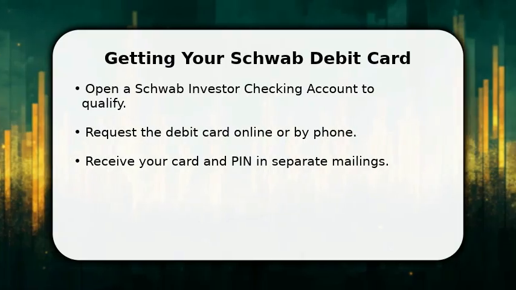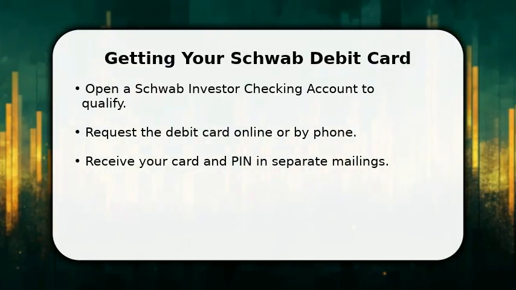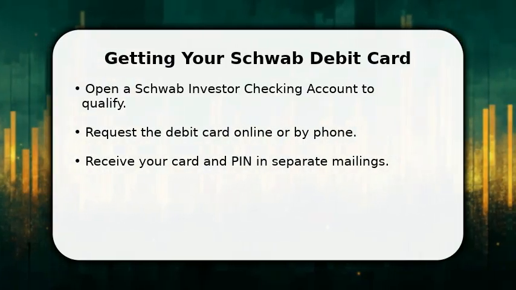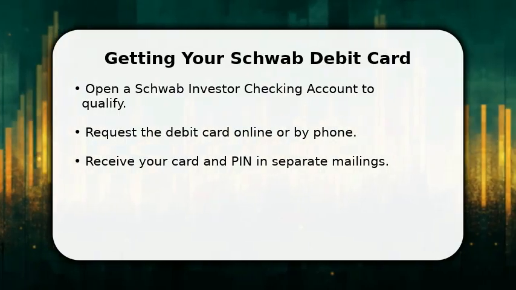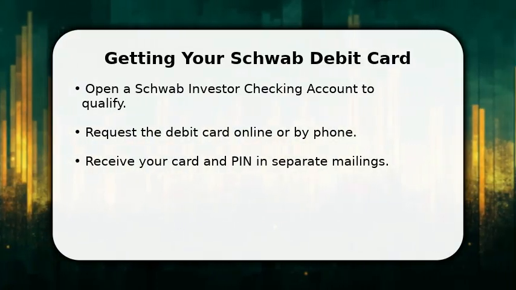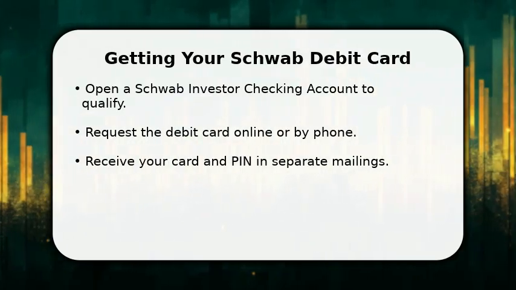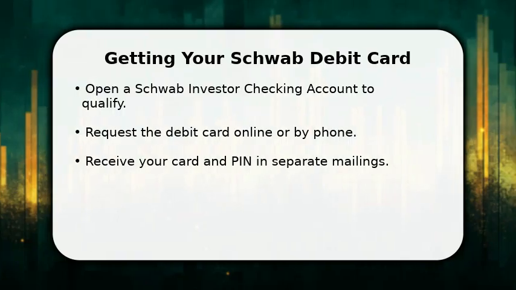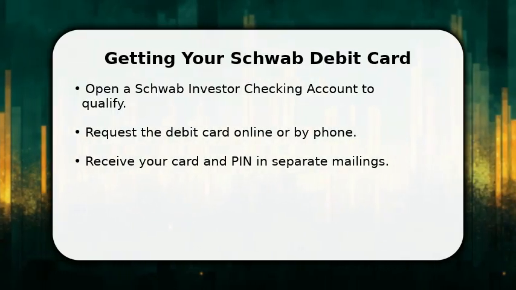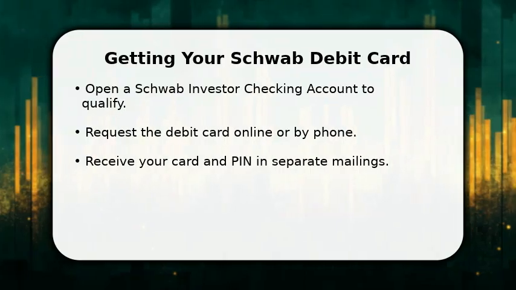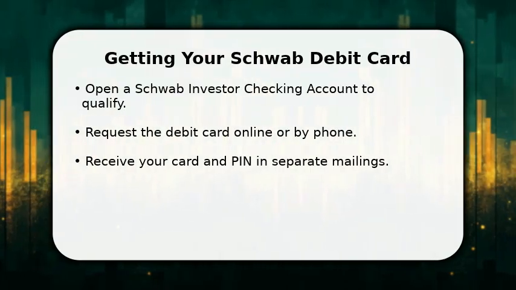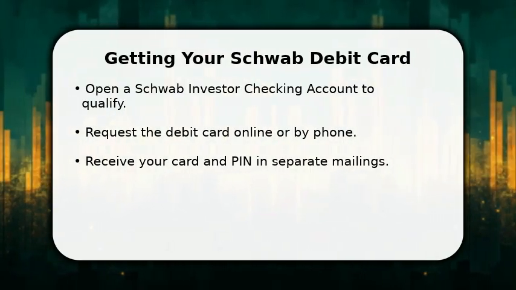In this video, I will explain how to get a Charles Schwab debit card. First, you'll need to open a Schwab investor checking account. Once your account is established, you can easily request your debit card either online through your account portal or by contacting their customer service team directly. After applying, your card and PIN will arrive separately in the mail, ready for activation.